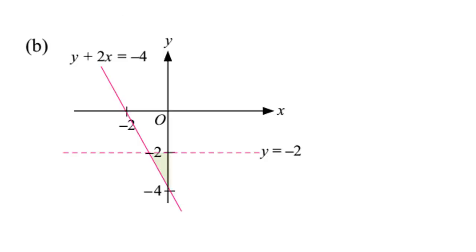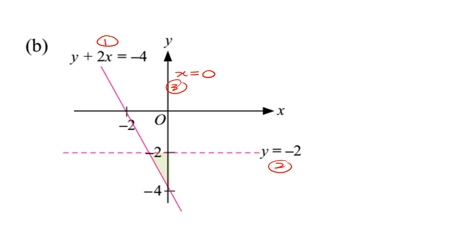Question B. The first straight line is y plus 2x equals -4. The second line is y equals -2, and the third one is the y-axis. The equation is x is equal to 0.